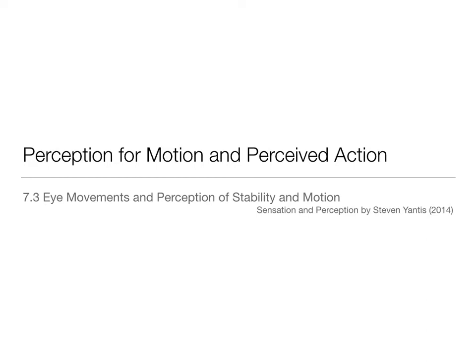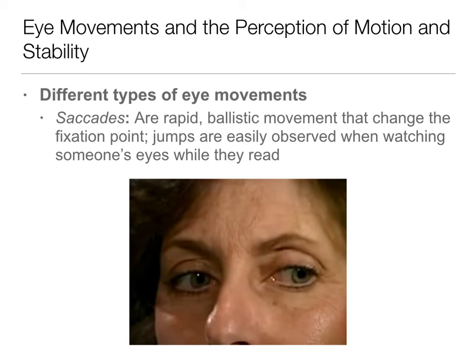Dr. Atchison again, and we're still talking about Chapter 7, Perception for Motion and Perceived Action. This is our third video lecture where we're going to be talking about eye movements and how those influence our perception of both moving objects and still objects. So there's different kinds of movements.